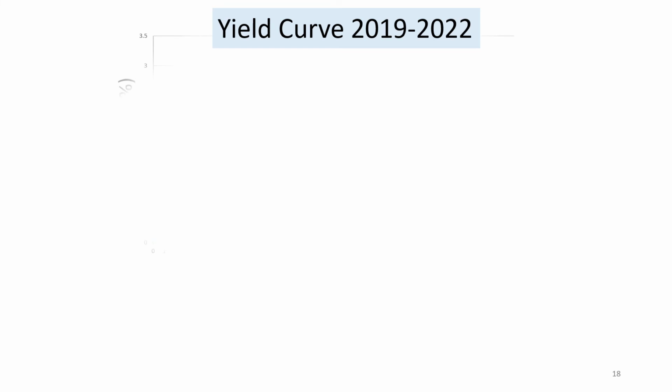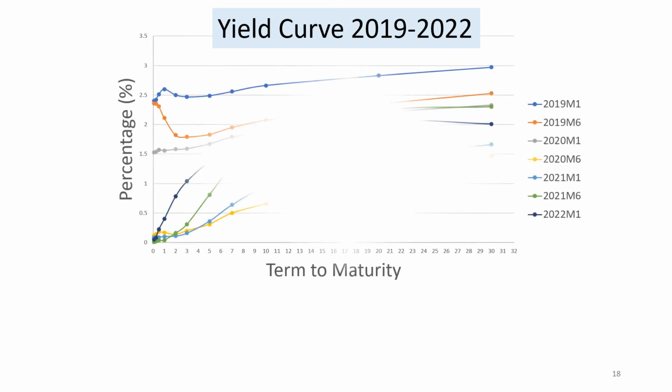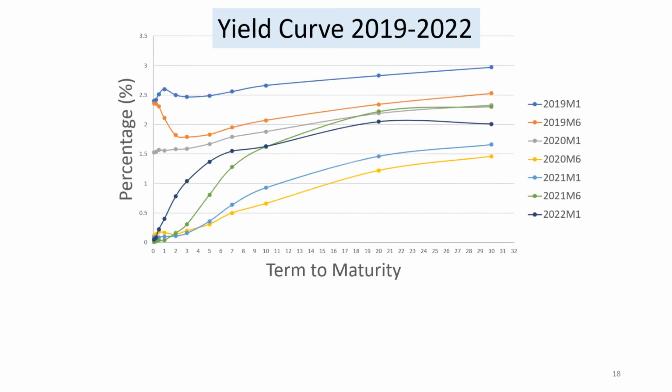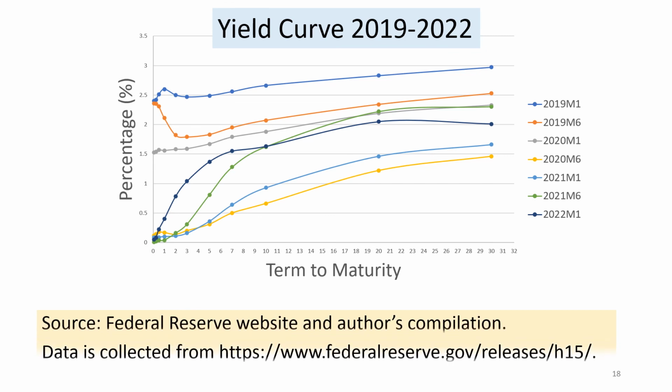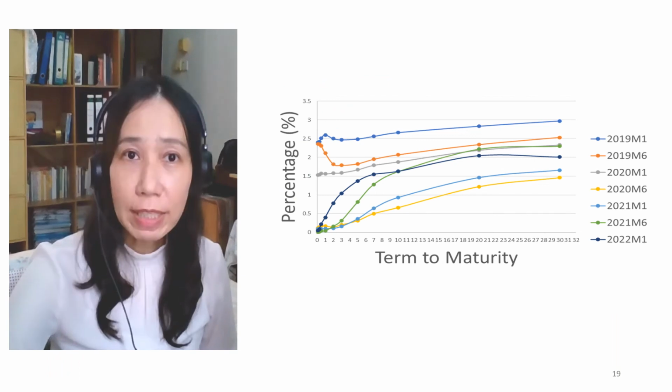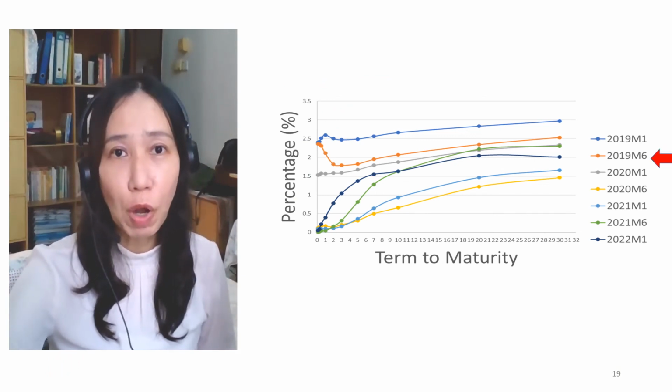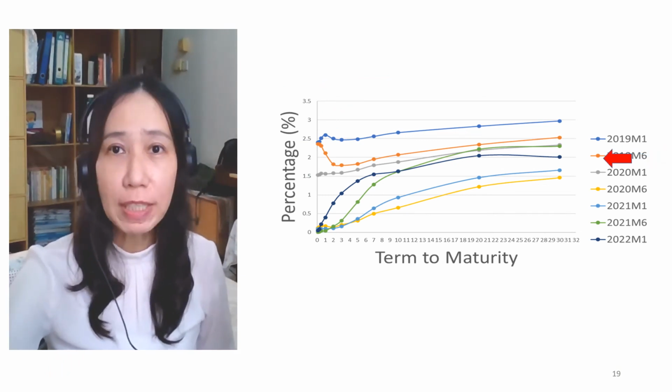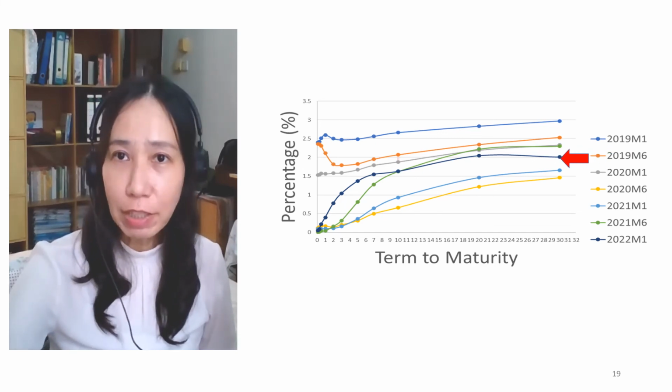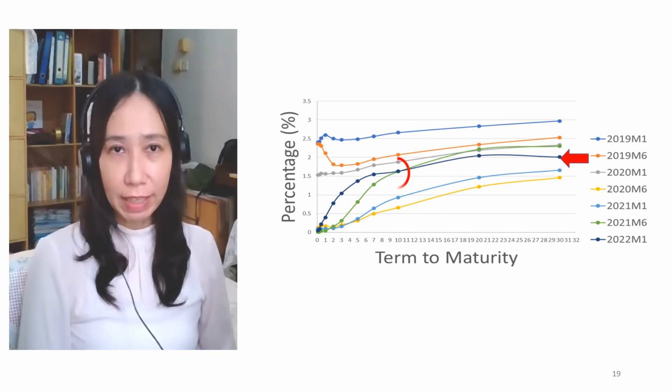How is the shape of the yield curve after the outbreak of the COVID-19 pandemic? This figure gives a visual presentation of how the shape of the yield curve has changed for the sample period of 2019 to 2022. The recent yield curve in April 2022 has a positive slope, but flattens off at 10-year maturity.